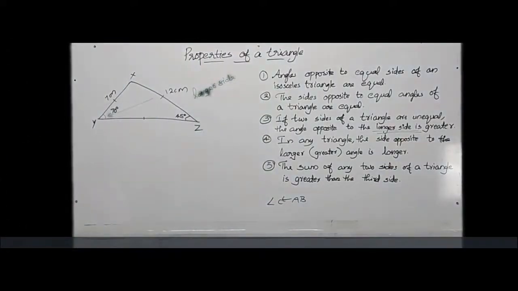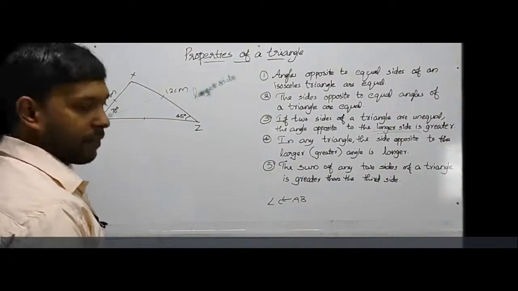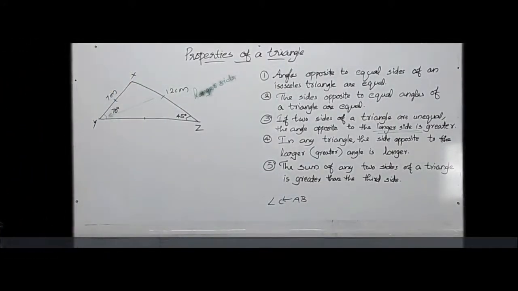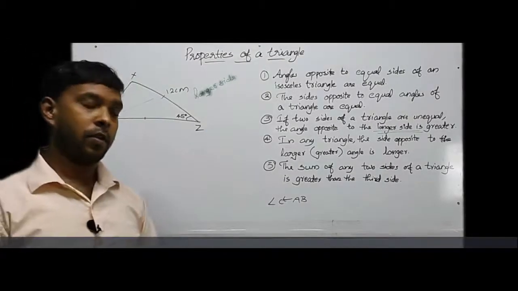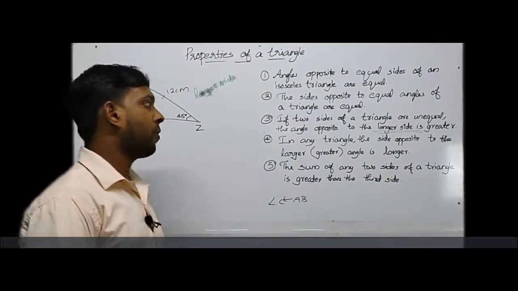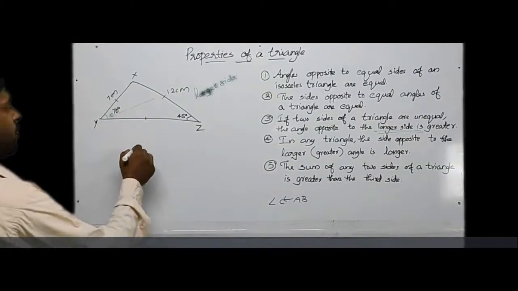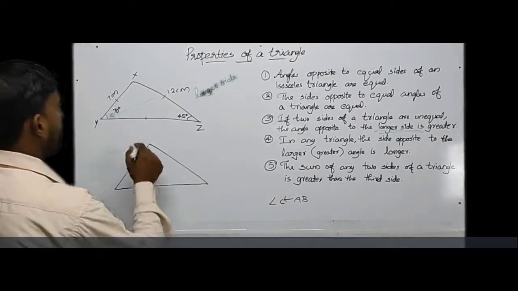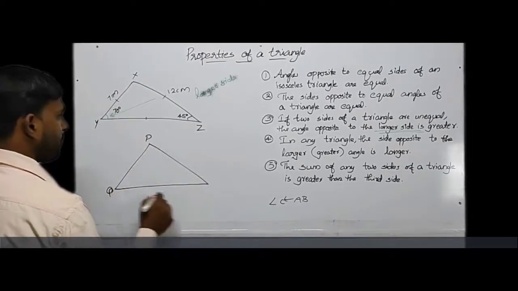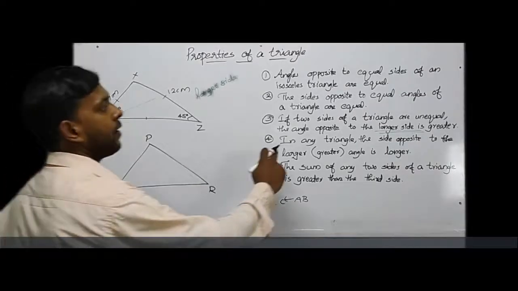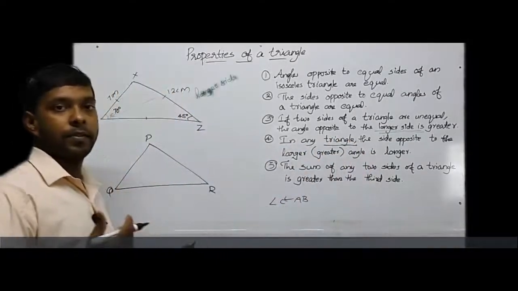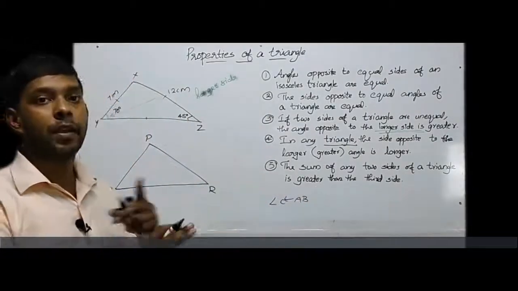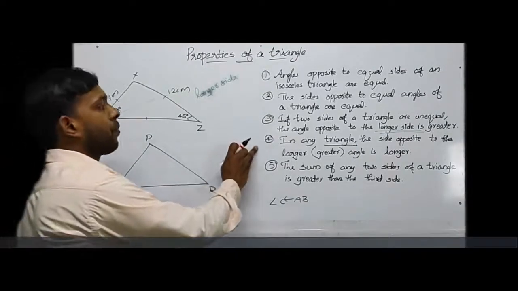Now let's try to understand the next property, that's property number 4. In any triangle, the side opposite to the larger or greater angle is longer. So again, let's draw a figure here. Name it as PQR. It says in any triangle, so it can be a scalene triangle, an obtuse triangle, a right triangle, whatever triangle we talk about, any kind of triangle can follow this property.